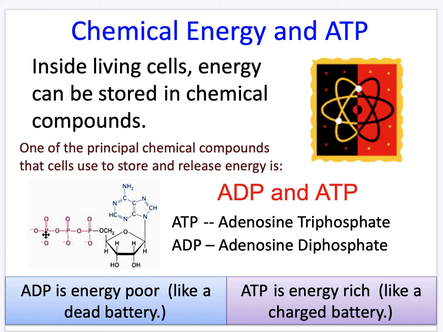When this bond gets broken, energy gets released because, as we have learned, energy is stored in the bonds of molecules. When this third phosphate group is removed, it is turned into ADP, and it floats around and remains ADP until there is energy available to add that phosphate group back on. It says on here further that ADP is energy poor, like a dead battery. But once you add on that third phosphate group and you have that extra bond, it becomes ATP, which is energy rich and is like a charged battery.